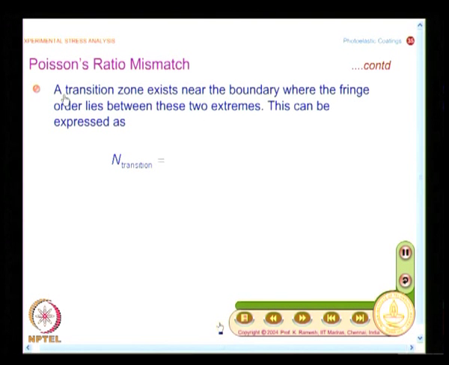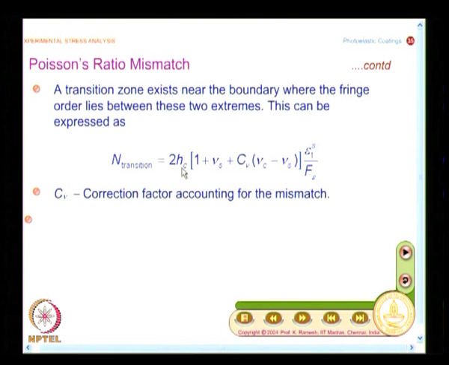When you have a difference, there has to be a transition zone. So, people have identified a transition zone exists near the boundary where the fringe order lies between the two extremes which we saw earlier, and this can be expressed as n transition, and that is given as 2 h c into 1 plus nu s plus C v, where C v is the correction factor accounting for the mismatch, C v multiplied by nu c minus nu s, the whole of it multiplied by epsilon 1 s divided by f epsilon.